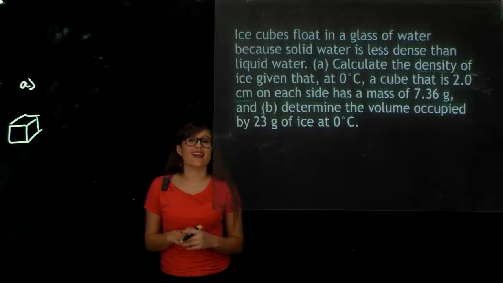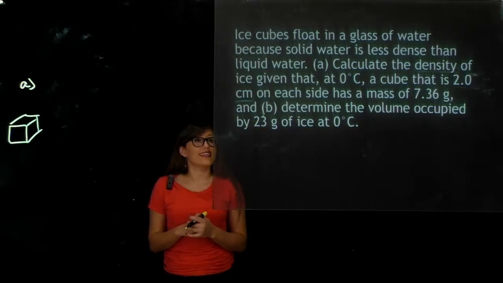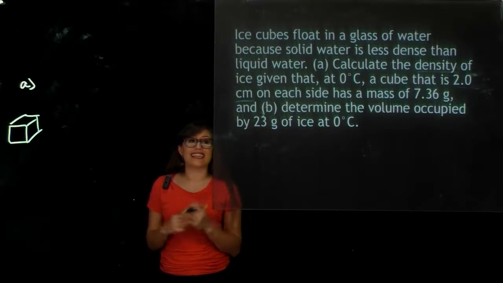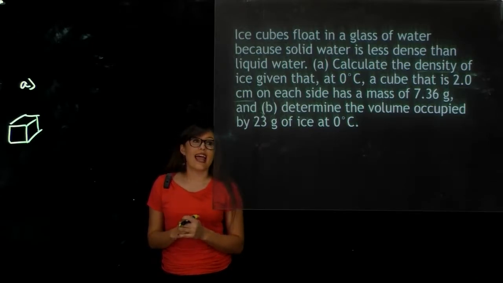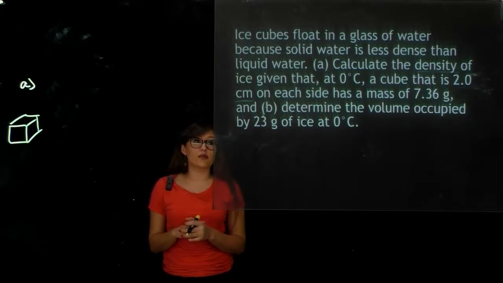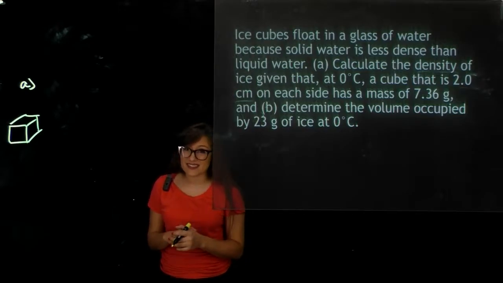Hello and welcome back. The following problem states ice cubes float in a glass of water because solid water is less dense than liquid water. Calculate the density of ice given that at 0 degrees Celsius, a cube that is 2 centimeters on each side has a mass of 7.36 grams. And part B says determine the volume occupied by 23 grams of ice at 0 degrees Celsius.